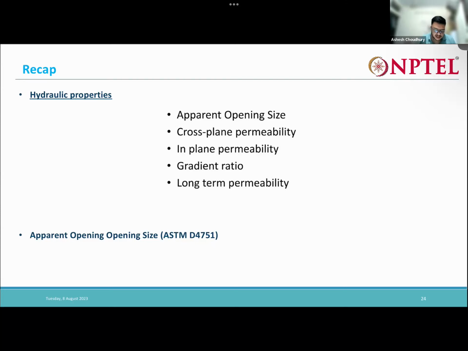Okay, we sieve that and we find out the percentage finer. And this O95, that is the 95 percentage finer size, is actually called the apparent opening size. Generally AOS is defined as O95 or O90, these two terms. So O95 means only 5% of the particles are passing through the geotextile. O90 means 10% is passing.